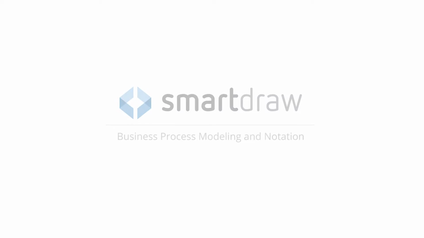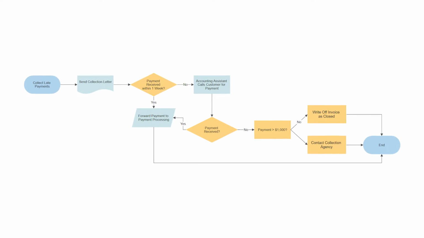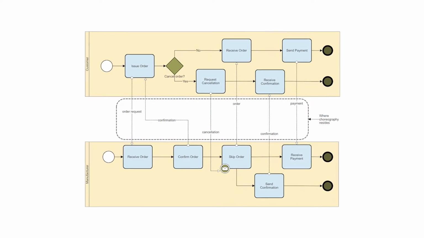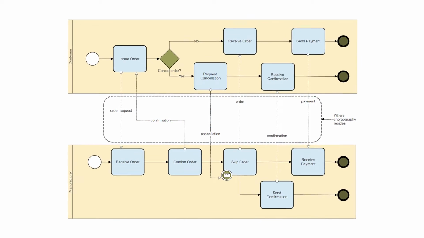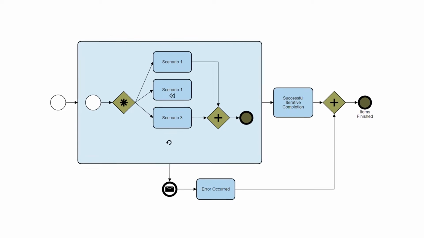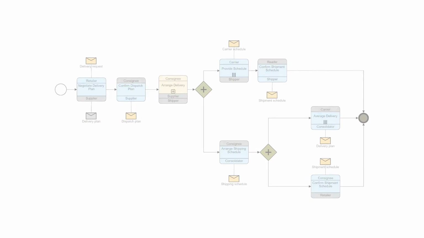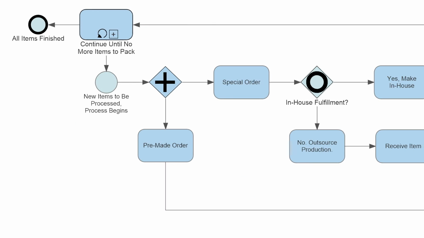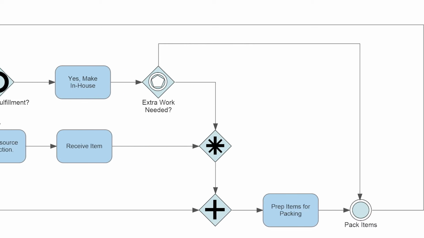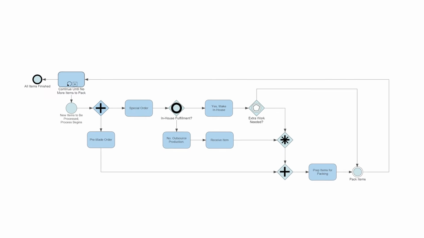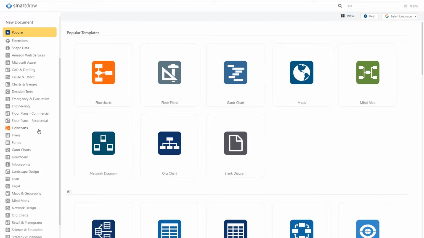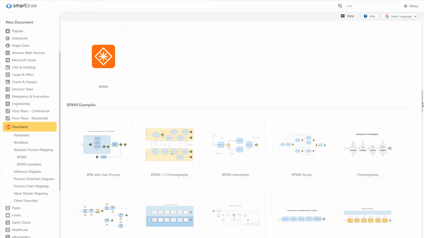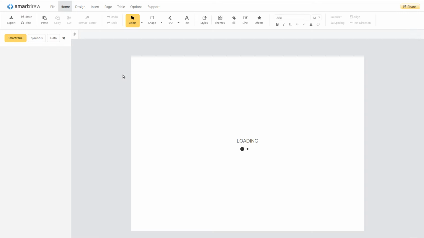Business process mapping is a way to visualize and document what a business does, primarily using a flowchart. Business process modeling and notation, or BPMN, takes this a step further by providing a visual way to understand, analyze, and improve upon a current method of working. It provides a more in-depth analysis, optimizing inefficiencies and bottlenecks. You'll find many BPMN examples under the flowchart category to help you get started. Or open the blank BPMN template to start from scratch.